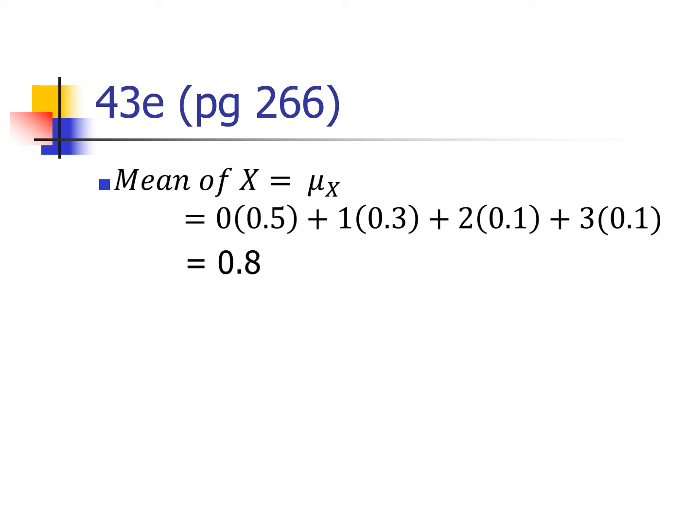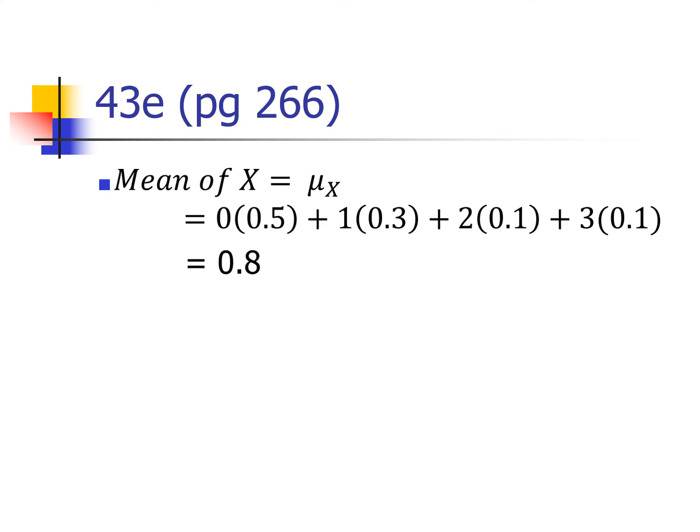But we'll be a little bit more polite, I guess. 0 times 0.5 plus 1 times 0.3 plus 2 times 0.1 plus 3 times 0.1. Maybe we do that in our head, maybe we put it in our calculator, but go ahead and verify that I'm correct. I believe we get 0.8 for our answer.